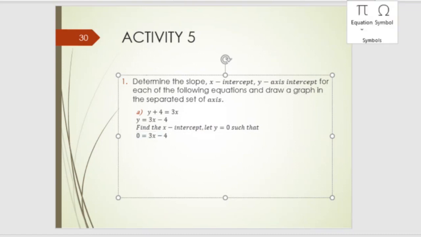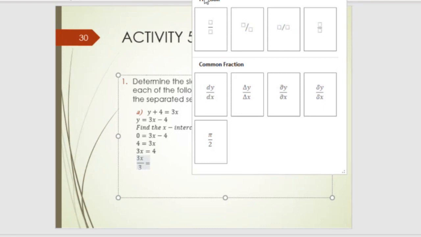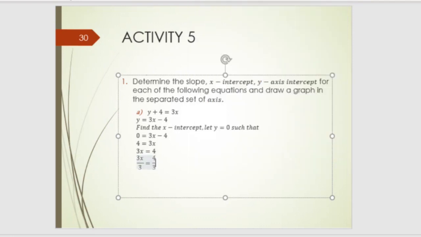So in this instance, like last time, you can take 4 to the other side, change the sign, then 4 equals 3x, then you can swap them around. It's still the same, which is 3x equals 4. Then you divide both sides by 3, so you've got x equals 4 over 3, which is 1.3. So the value of y is going to be minus 4.